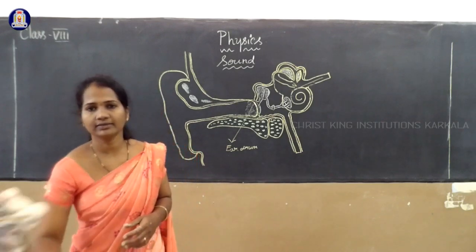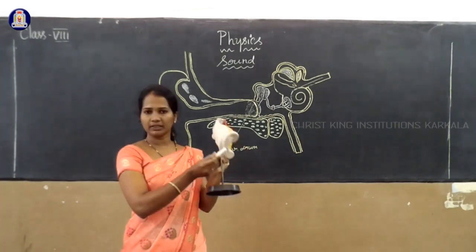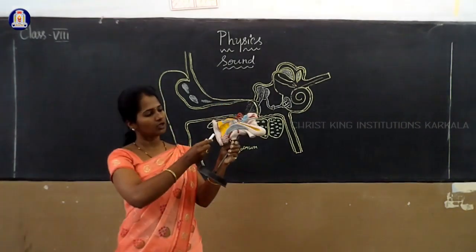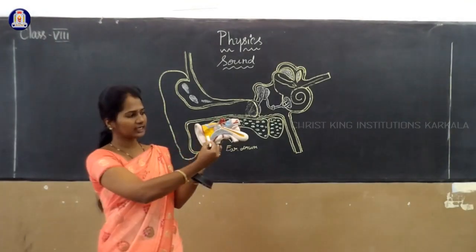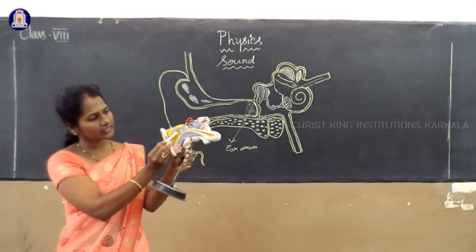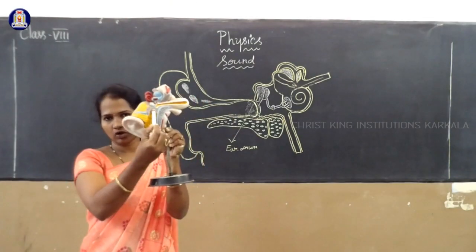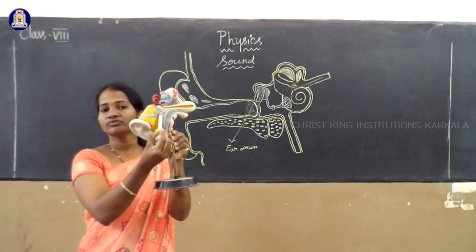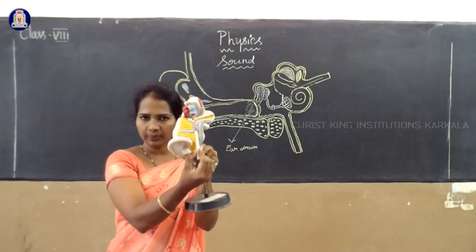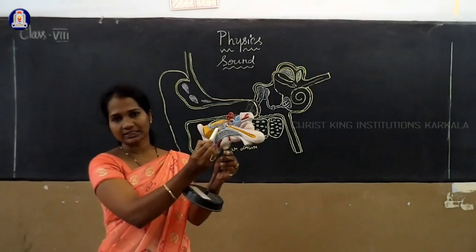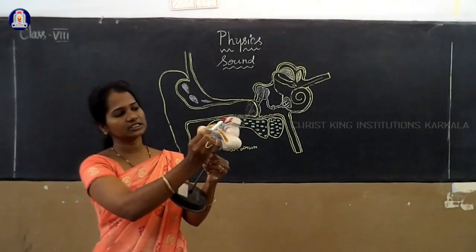If I take this model, this is the pinna of the ear, the outer surface. Through this, sound signals or vibrations pass through the canal. At the end of the canal, you can see one pink part. This part is called the eardrum. When the vibration reaches it, the eardrum vibrates. These vibrations are then sent to the inner ear here.